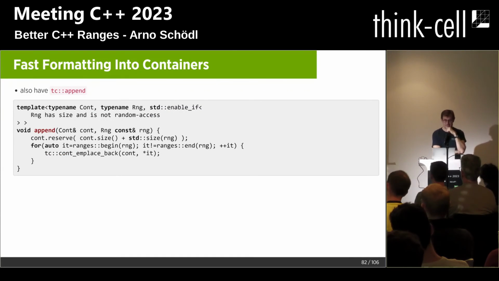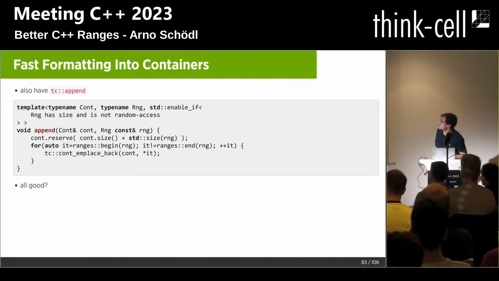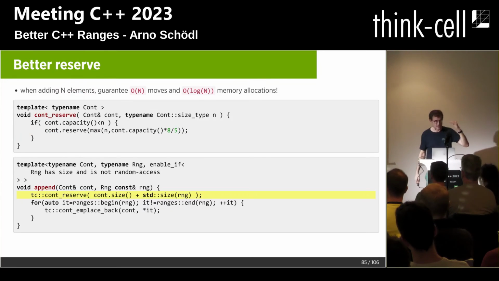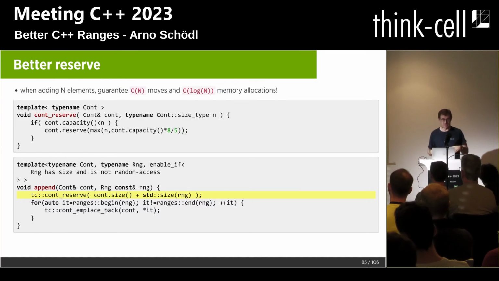There's also append. Watch out, there's a cont reserve. Cont reserve is evil, because cont reserve doesn't take into account what you reserved before. If you are adding something repeatedly, that is only one character, it will reallocate every single time. Horrendous. The cont reserve in our library doesn't do that. It at least doubles the size of the allocated memory or something like that. So let's get rid of this.